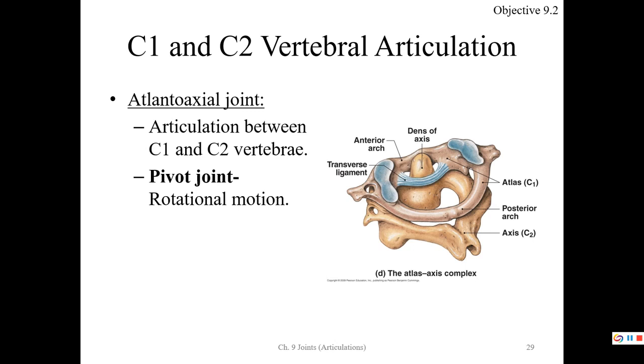It is a joint where C1 and C2 meet. It's a pivot joint, rotational motion that is allowed. Now, sometimes the dens breaks and we get what is called a hangman's fracture. To image this, you got to go through the mouth to get the image in clinical practice. We want to get that sometimes. Somebody may have had a motorcycle crash, something like that. Sometimes we'll check to see if they got a hangman's fracture.